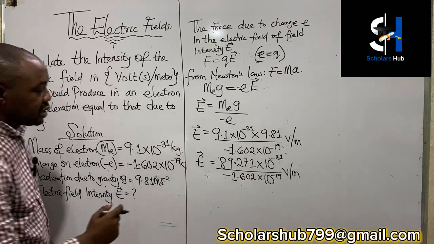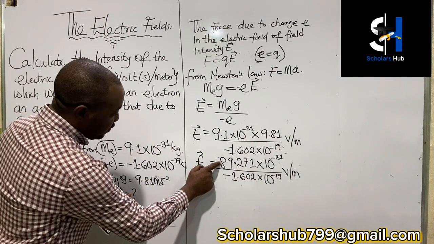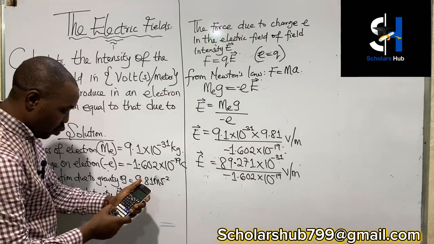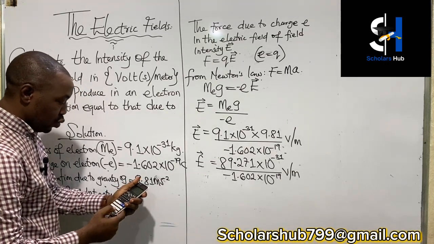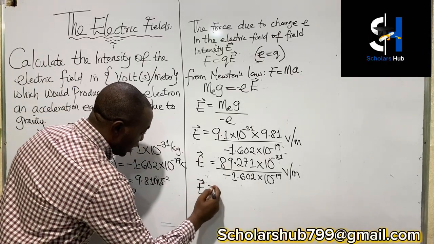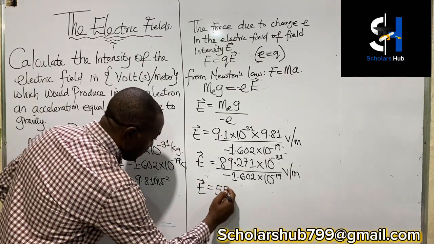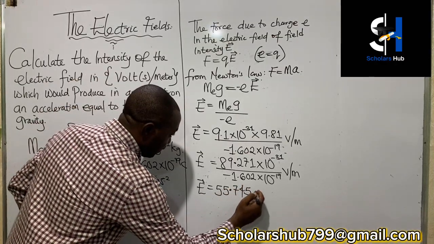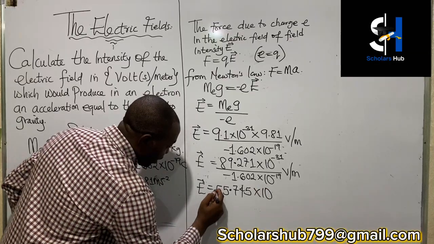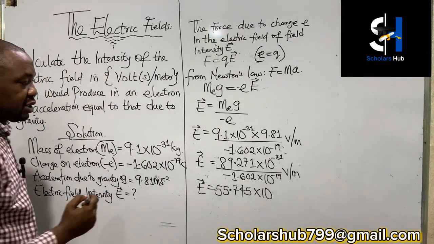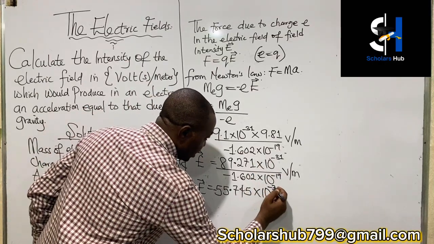So in this case, now let's divide 89.271 by 1.602, which will be 55.745. So we have the electric field intensity to be negative 55.745 times 10 raised to the power of negative 31.